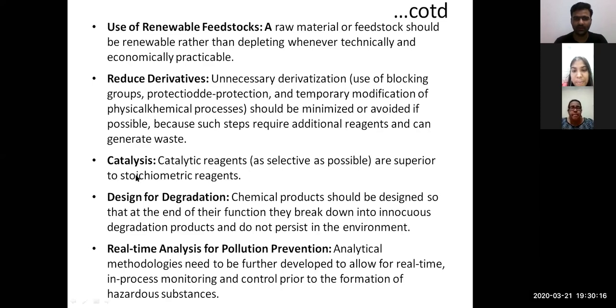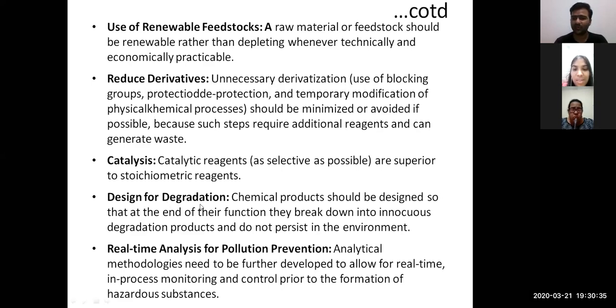Okay, and catalysis is another very important green chemistry principle. Catalytic reagents are better than stoichiometric reagents. So that is another important design in terms of making the reaction or synthetic pathway green.